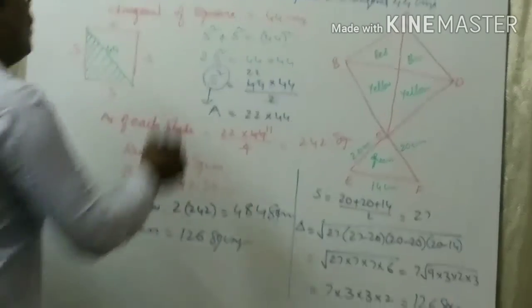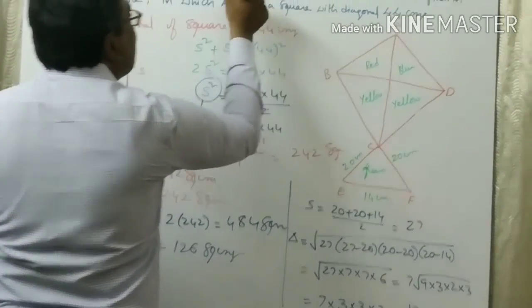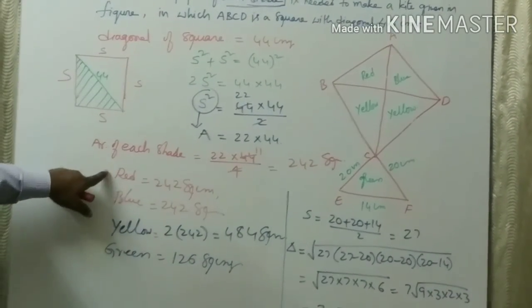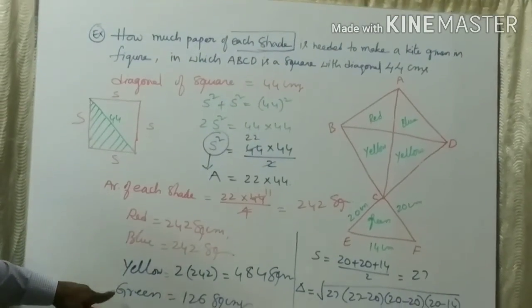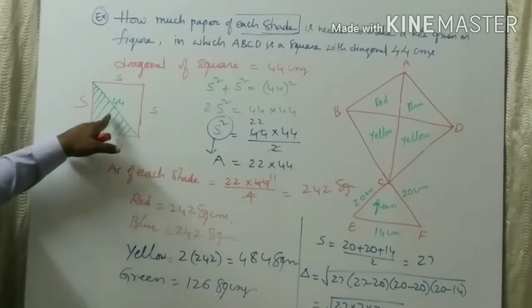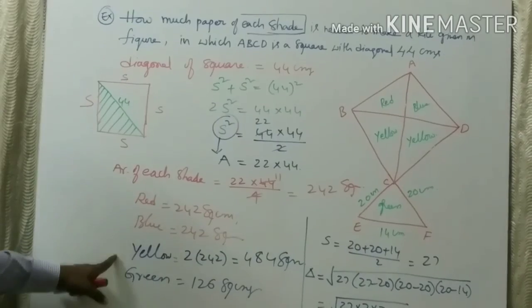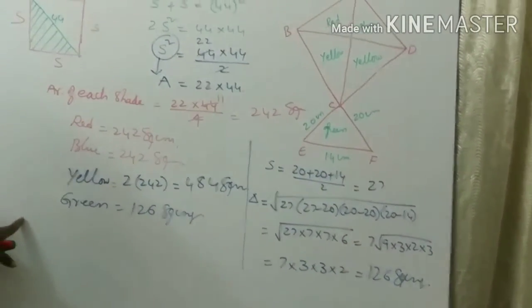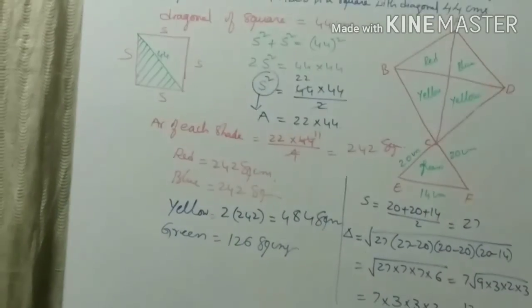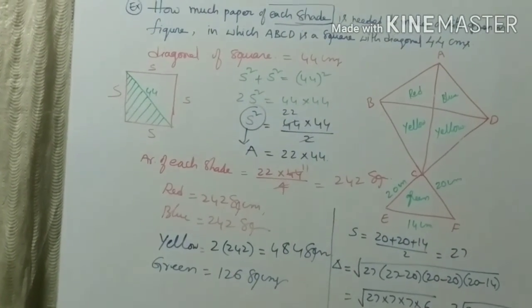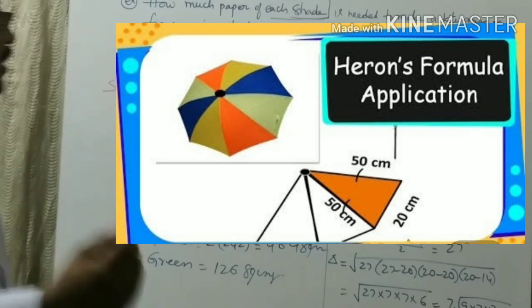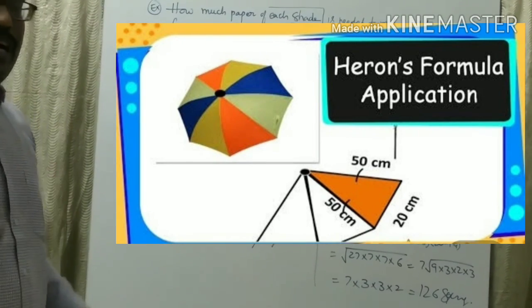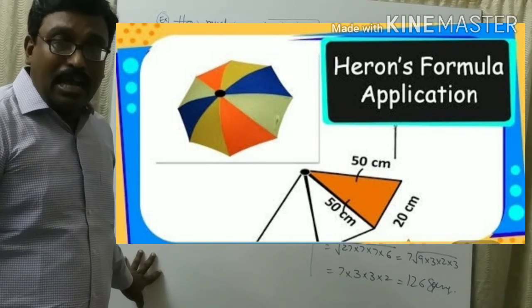He asked how much area of each shade. Each shade, red, blue, yellow, green. By using square formula, we find out first 3 and the bottom part by using Heron's formula, we found out. So, whatever it may be, it is the mensuration part only. Heron's formula means mensuration part only. So, in the next video, we'll discuss some more examples. Okay.